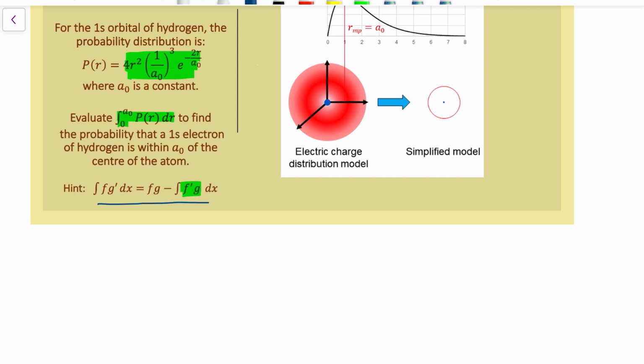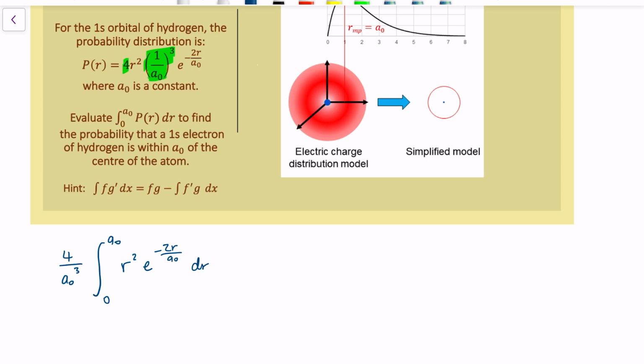Okay, so we've got an integral. We can pull the 4 over a0 cubed out the front of the integral because it's just a constant. You can see what I've done there. This whole thing's a constant and so is the 4. So pull that out the front. We're integrating between 0 and a0, and we're integrating r squared e to the minus 2r over a0.